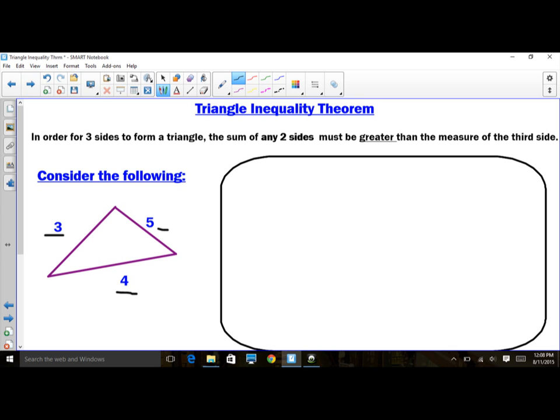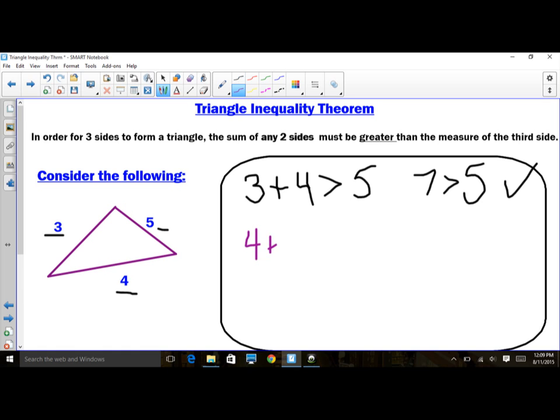So to test that, I'm going to take 2 of the sides. Let's take 3 plus 4 and see if it's greater than 5. Well, 3 plus 4 is 7. 7 is greater than 5. That one checks out. Let's try another set of sides. Let's try 4 and 5. So 4 plus 5 should be greater than 3. Well, 4 plus 5 is 9. 9 is greater than 3. Okay, that one checked out nicely.